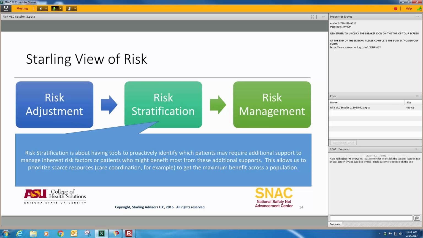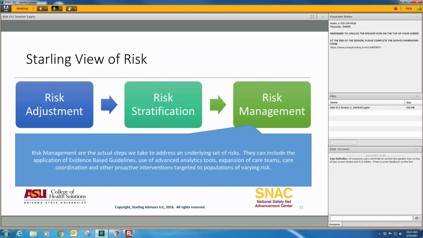Risk stratification is a much more discrete process that's really about using data and tools to identify which patients may require additional support to manage inherent risk factors, or identify patients who might benefit most from additional supports. Very simply put, it's about putting individual patients into buckets which receive differentiated levels of intensity in the care that they receive, based on the likelihood that added intensity of care will have a positive impact on cost and quality outcomes. This allows us to prioritize scarce resources, take care coordination, for example, to get the maximum benefit across the population. We're going to discuss how organizations are using that concept in practice.